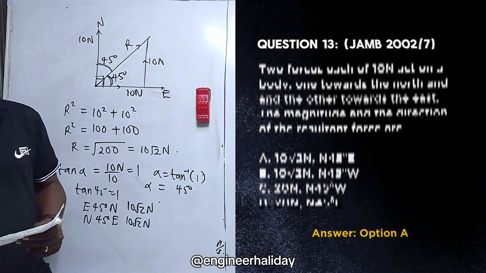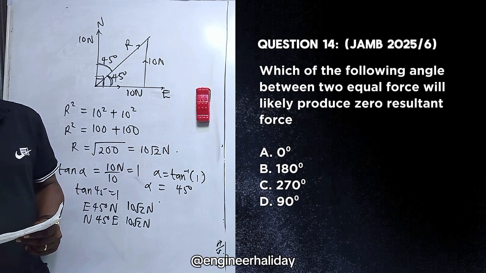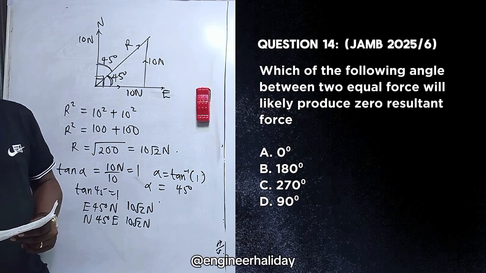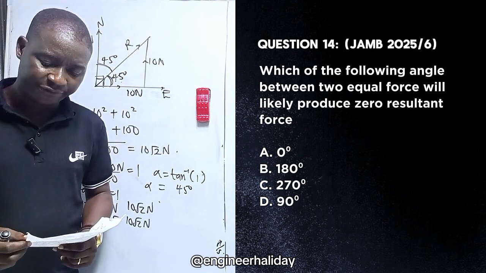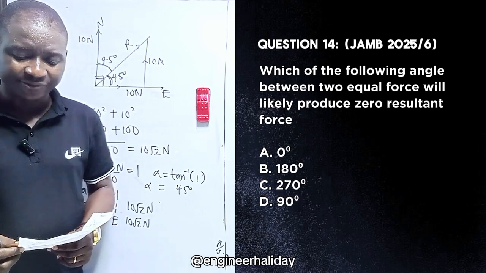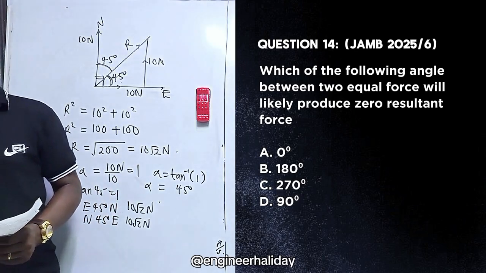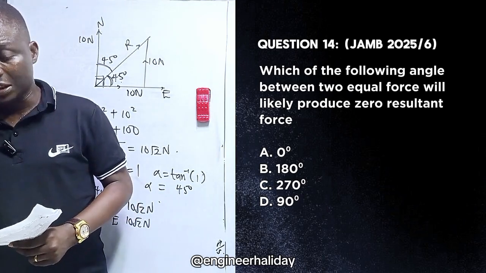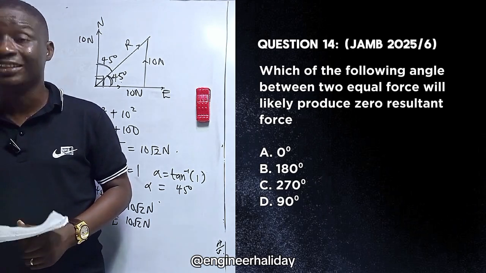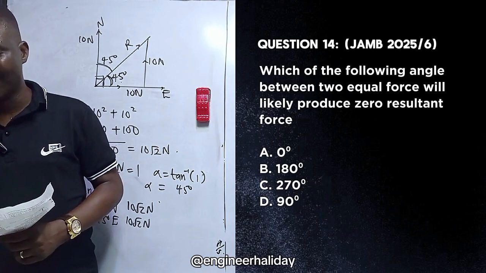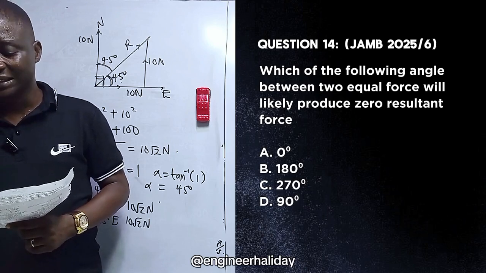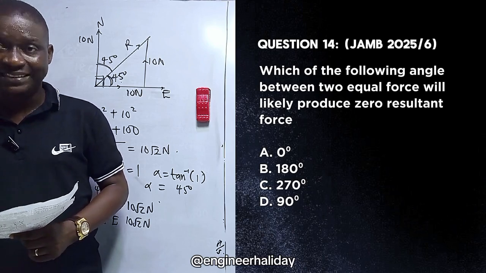Number 14, which is the last question for this section. It says, which of the following angles between two equal forces will likely produce zero resultant force? You are going to answer that one. This is your last question, so you answer it and send it to the comment section. Very simple. A is 0 degree, B 180 degree, C 270 degree, and D 90 degree.